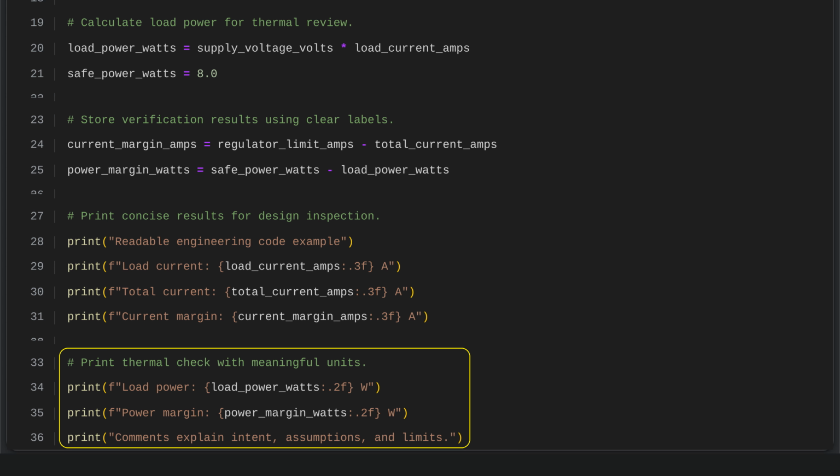The code reports the load power found from the supply voltage and load current and shows it in watts to 2 decimal places. It also reports the remaining power margin by comparing the load power with the safe limit, making the available headroom clear. A final message highlights that comments should document engineering intent, assumptions, and constraints.